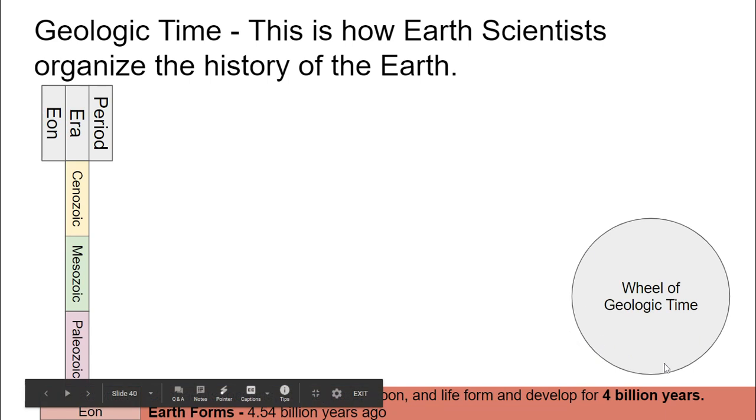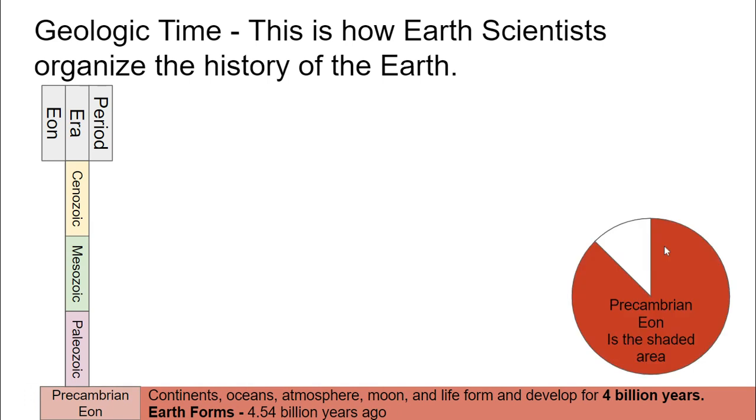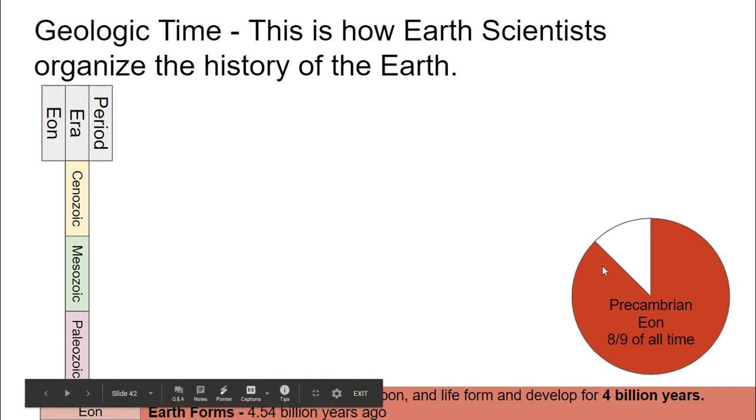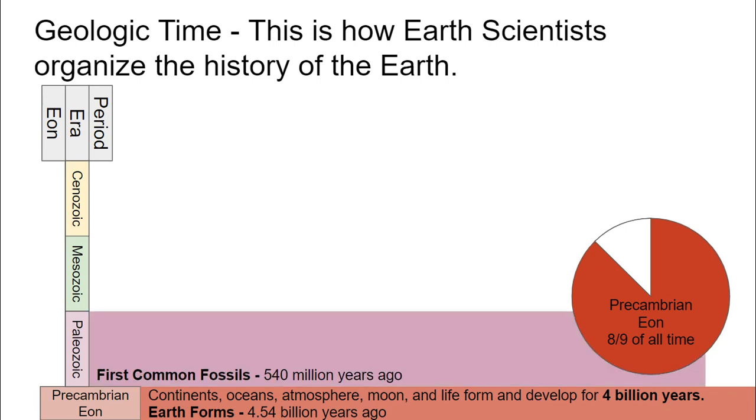So here's our wheel of time. But it does have a beginning, and the beginning is the Precambrian eon. The Precambrian eon is all of this. So it's most of geologic time is Precambrian time, 8/9, to put it into a fraction that's easy to think about. So this is the majority of our geologic time scales right here. And that's all that we're going to really say about the Precambrian, because for our purposes, we want to be thinking about the Paleozoic, Mesozoic, and Cenozoic, because they have widespread fossils in them.